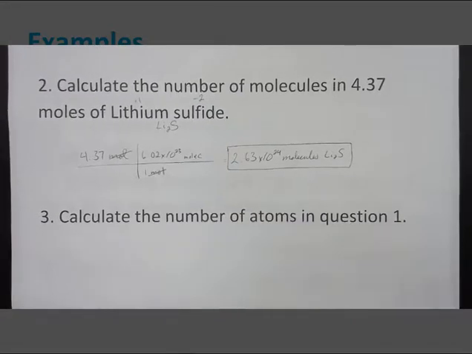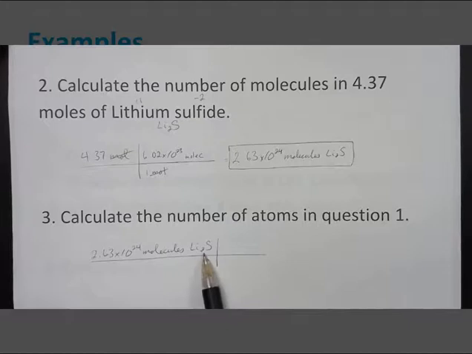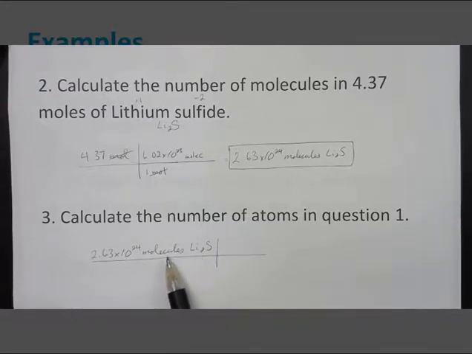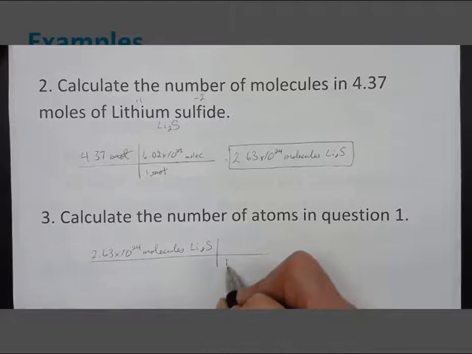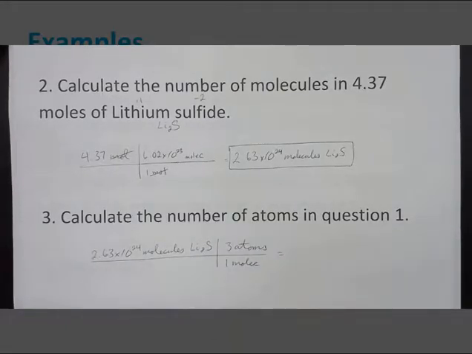This kind of adds another layer to it. We know that we have this many molecules, and I'm writing this out so that I can kind of see and double check my relationship between my number of molecules and atoms. How many atoms are in a molecule? Well, there's 2 lithiums and 1 sulfur. So 1 molecule has 3 atoms. So it's just going to be this number times 3. And if you wanted to go directly to this question, you could have added this conversion factor in right here, and you would have gotten 7.89 times 10 to the 24th atoms.